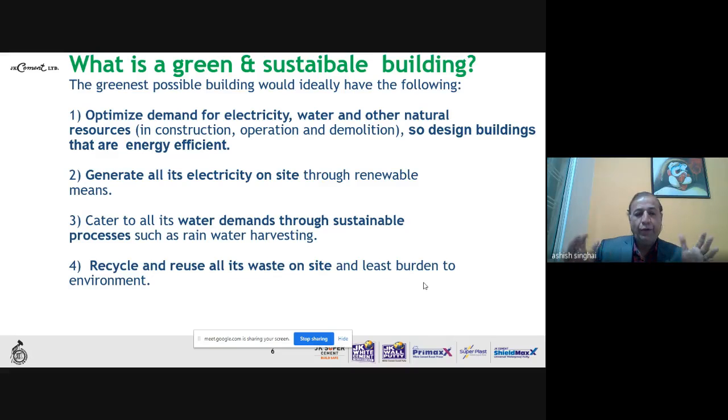We need to have a good amount of soft soils within our ambient spaces so that the rainwater percolates down in the ground and recharges the groundwater table. So this is all about rainwater harvesting. Recycle and reuse of its waste on site and least burden on the environment.